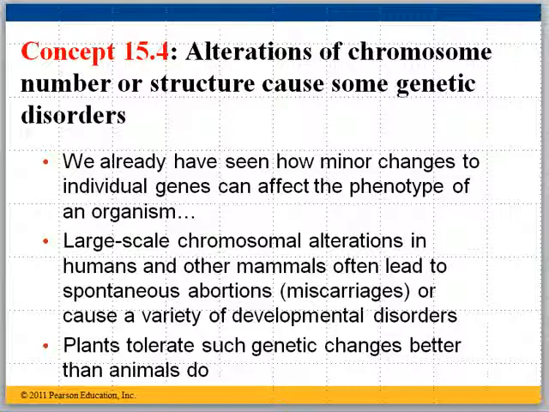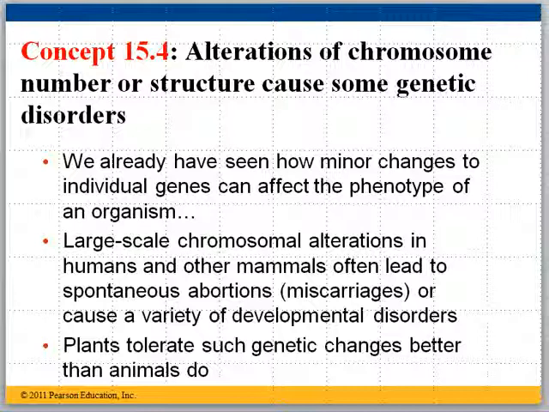The last one here says concept 15.4, alterations of chromosome number or structure cause some genetic disorders. So again, we're going to look at a physical occurrence where the number of chromosomes is incorrect or there is something physically wrong with the chromosome. How does that affect what we see? How does that affect phenotype and what goes on in the body?